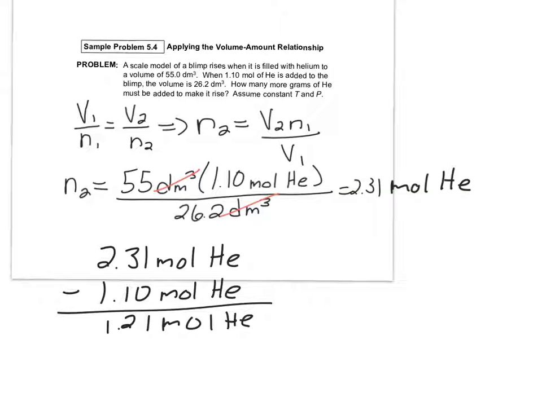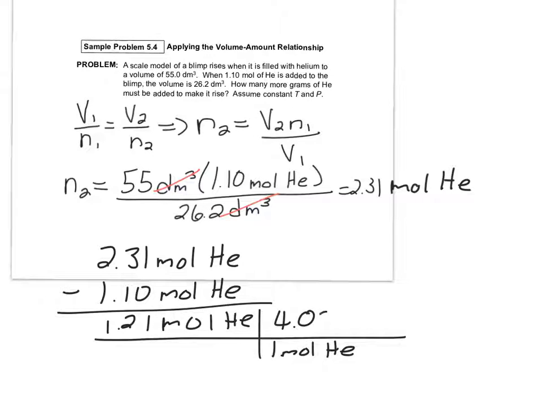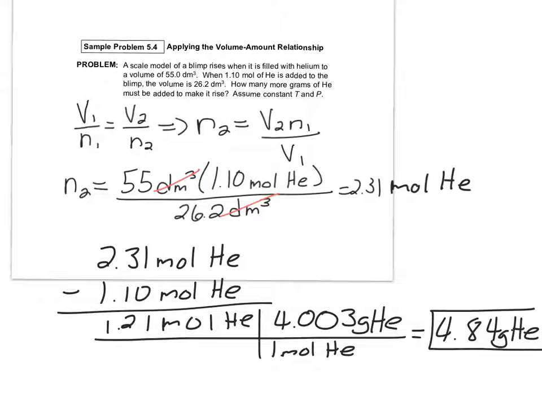of helium. And now I can convert that to grams, because they're asking about the grams, by using the molar mass of helium. In 1 mole of helium, and this is directly from the periodic table, there's 4.003 grams of helium. And then 1.21 times 4.003 is going to equal about 4.84 grams of helium. So that's how much more we're going to have to add to get this blimp to rise.